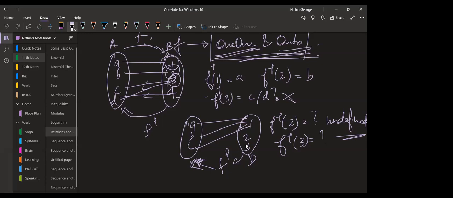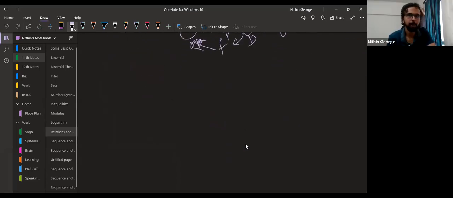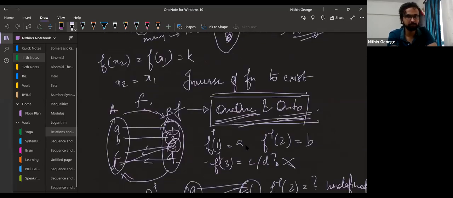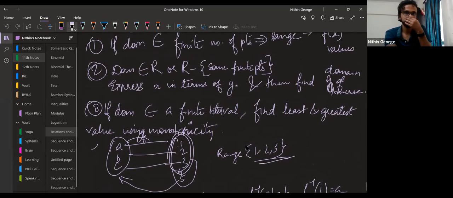No doubts? Okay. I'll do one thing. So this was about the inverse function. It should be 1-1 and onto for the inverse to exist. Okay. All right.